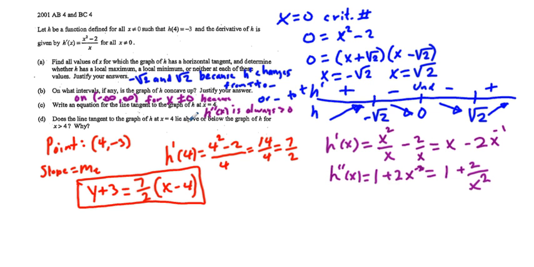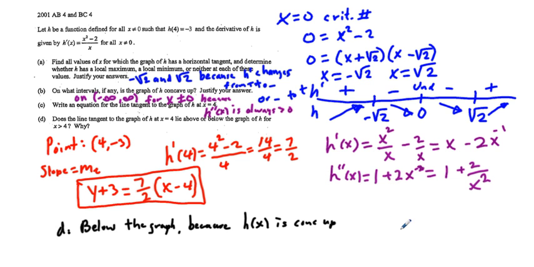D, does the tangent line to the graph of h at x equals 4 lie above or below the graph of h for x greater than 4? Why? Well, the answer to D is below the graph. Why? It's simply because h of x is concave up. So what that's going to look like, you have a concave up graph here. So any place, let's say here at x equals 4, any place on this whole graph where the function exists, your tangent line is going to lie below the graph.